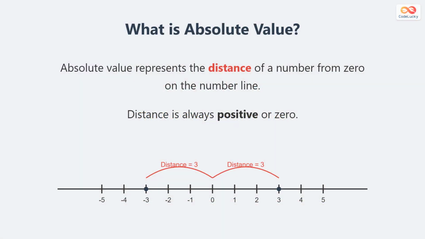First, a quick refresher. Absolute value is simply the distance a number is from zero. Since it represents distance, the result of an absolute value is always positive or zero. For example, if the absolute value of x is 3, x could be 3 or negative 3.